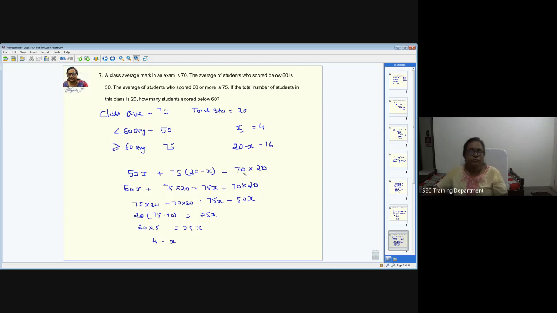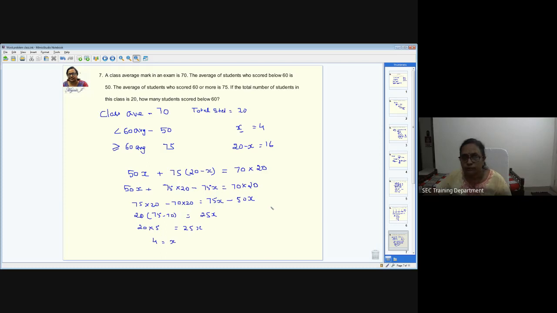There is another way of solving this problem, that is called the alligation method. When you solve using the alligation method, this is much simpler than this. So I will use another color for this, so that I can show here itself what the alligation method is. It's very, very simple. What I can do here is, you write down the two values, not the total average, but the two values which are given here. That is, one is below 60, and the other one is greater than or equal to 60.